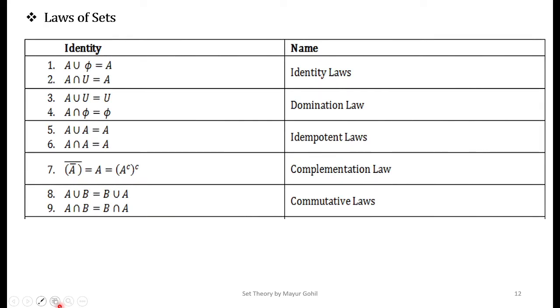Now here in these laws I am going to give you the names also, because many of the time the names are given to us and we may not recall the property associated to that name. So here I am showing you the name along with what that name means. Okay, so the first one is A union the null set is the same as A. And the second one says A intersection the universal set U is again A.